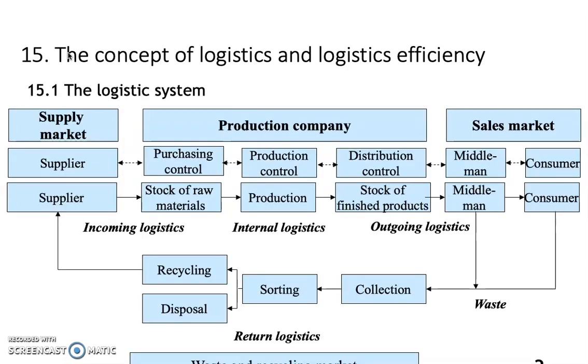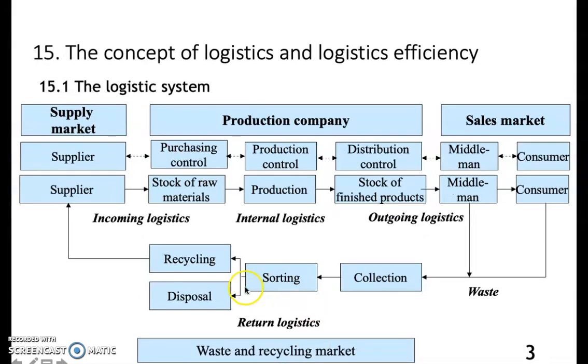If we look at the overall supply market, production company, and sales market, we can see the production company, the supply market, and the sales market. If we look at what we're actually going to try to do, here we have the production company. And the production company, of course, deals with purchasing control, production control, and distribution control.